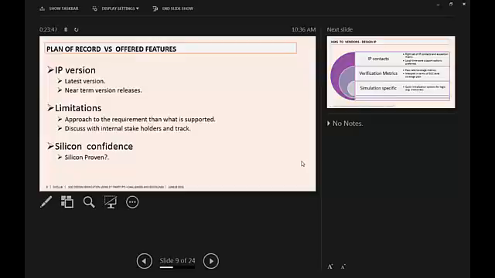So when you talk about the plan of record, some of these things, you can find all your features, what you intend to support in the SoC, they're all available there. You also need to know what are the limitations that the IP vendor has documented. Why I say that is, you need to talk about your requirement and how it's going to interpret in terms of your SoC.